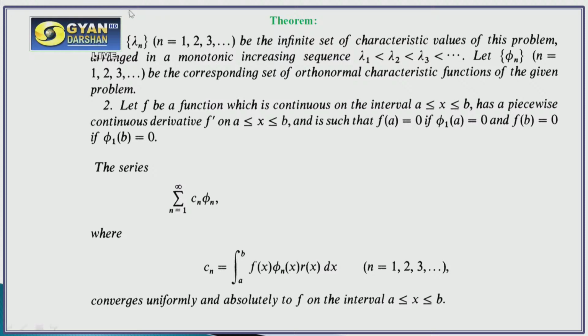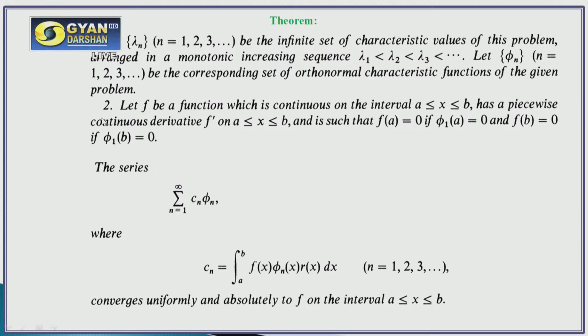Suppose the lambda n's are an infinite set of characteristic values, and we can write them as a monotonically increasing sequence, as we have seen in the first theorem, and phi n is the corresponding orthonormal characteristic function. We are assuming these are orthonormal. If they are not, you can always make them orthonormal by multiplying by some constant, as we have seen. So after multiplying, we assume this is a final orthonormal set of characteristic functions.